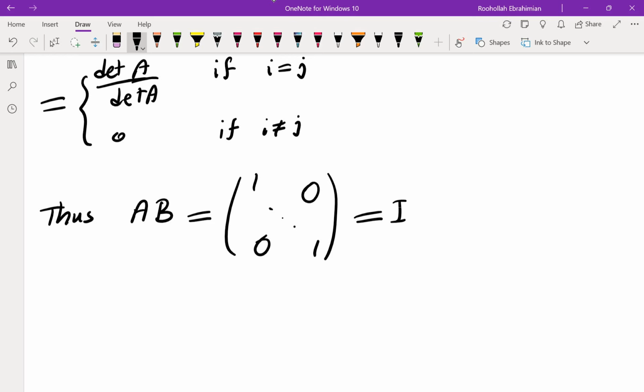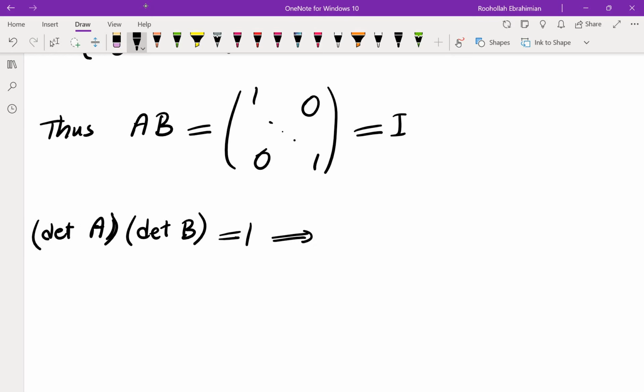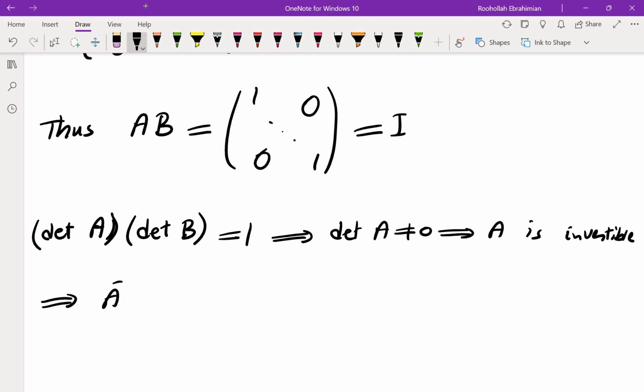Now, if you have AB equals identity, then you can also show that BA must be identity. That's not very difficult, and the reason is this. First of all, if you take the determinant of both sides, you will get that determinant of A times determinant of B is 1, because the determinant of identity is 1, and that tells you that determinant of A isn't 0, which means A is invertible. So if A is invertible, then we can multiply by the inverse of A. So we can do A inverse AB equals A inverse times identity, which is A inverse, and that tells us B is in fact A inverse.